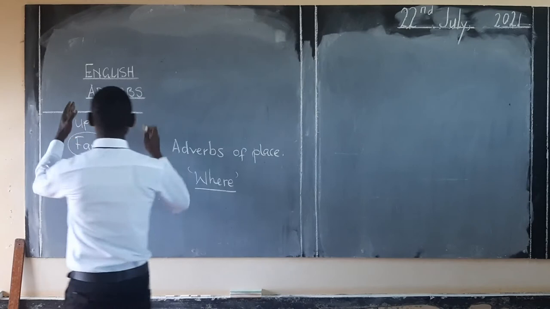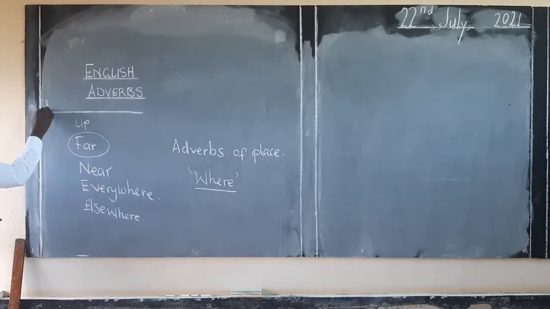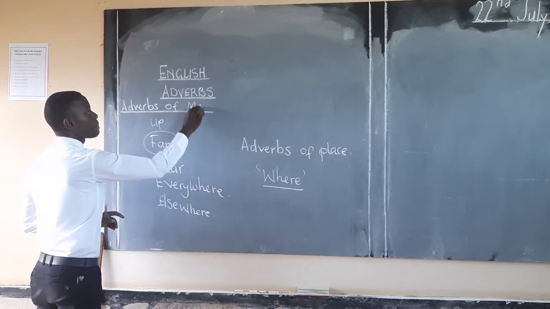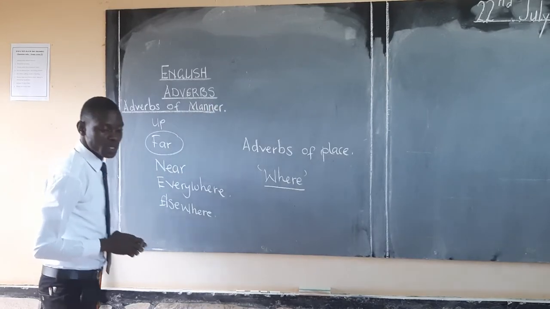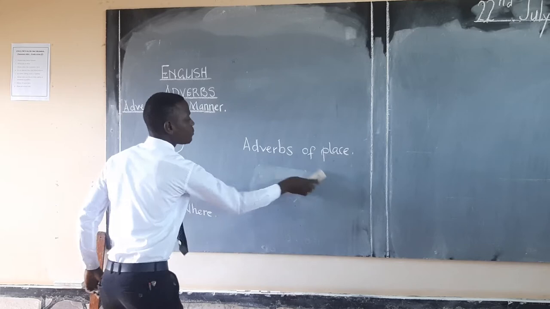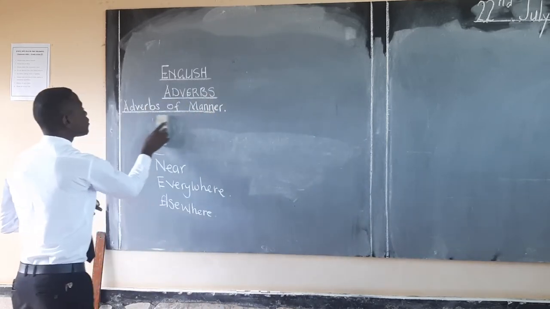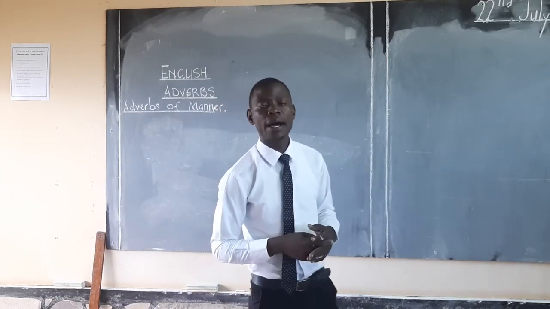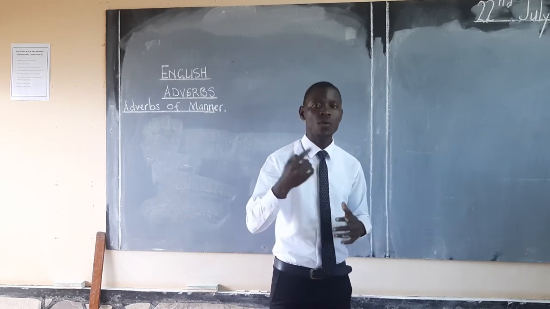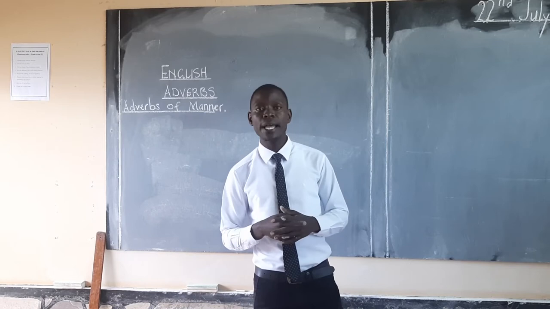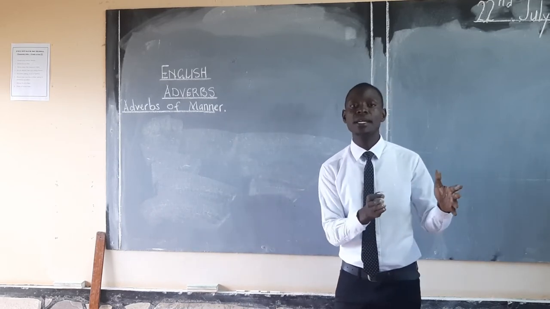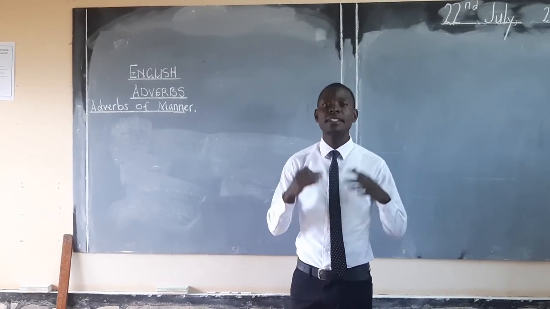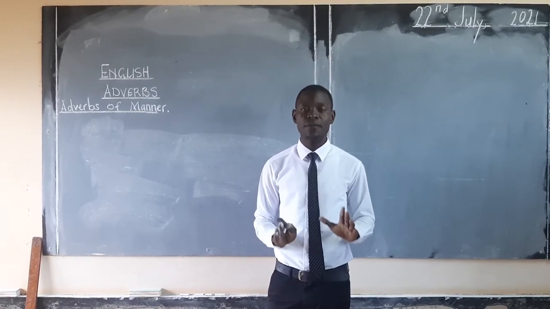Now today, under the same topic, adverbs, we'll look at adverbs of manner. We need to understand what adverbs of manner are. So, what are adverbs of manner? Adverbs of manner are words that tell us how an action is done. Remember, last time for adverbs of place, we said these are words that tell us where. Now, for adverbs of manner, they tell us how an action, which is a verb, is done.